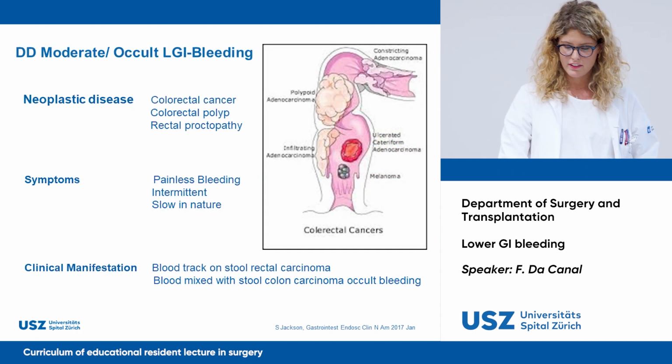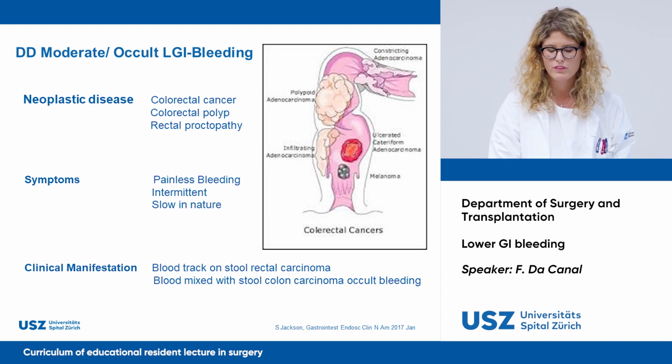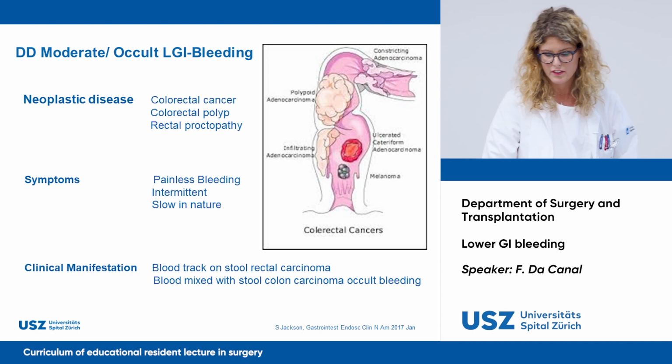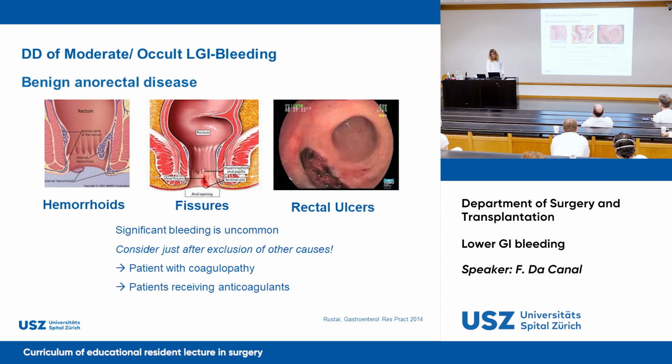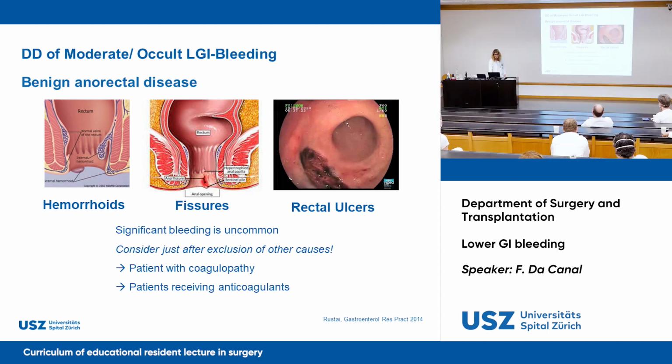Another differential diagnosis for moderate or occult lower GI bleeding is, of course, neoplastic disease. They usually present with painless bleeding, which is usually intermittent and slow in nature. Benign anorectal disease is a very common reason as well. Examples are hemorrhoids, anal fissure, and anal ulcers.